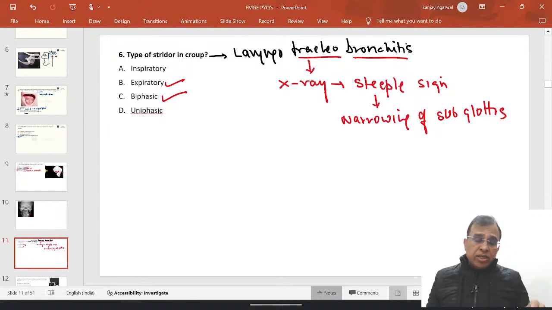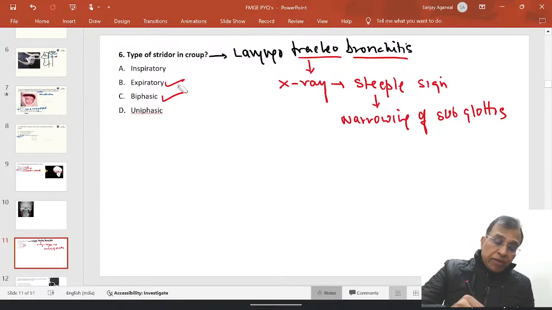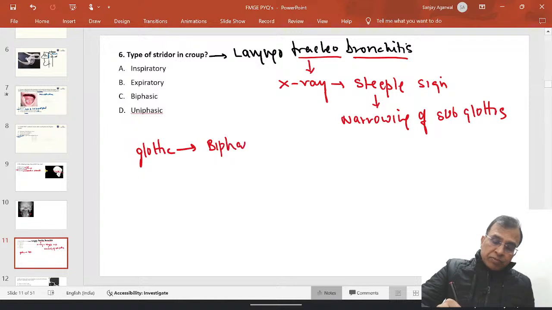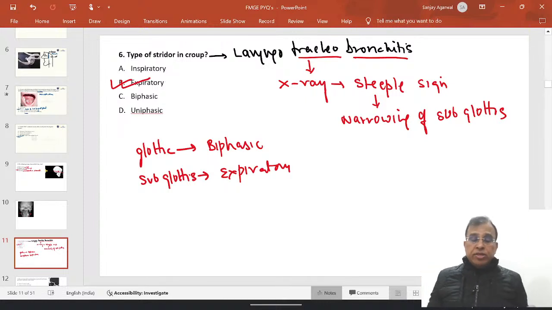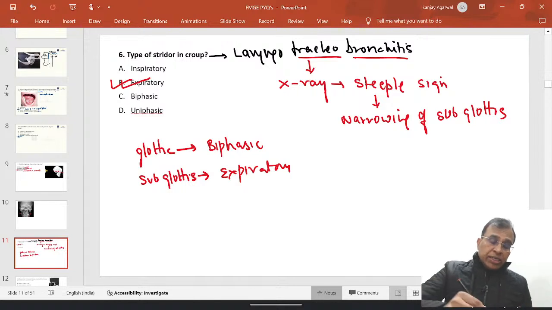But when both are given, which is a better answer? If it is a glottic disease and you have to pick one answer out of the two, you go for biphasic. But if it is a subglottic problem and you have to pick one of them, then you should go for expiratory stridor. So in this case, out of these two, both of which are correct, we will go for expiratory stridor as the better answer, because it's predominantly a subglottic problem. Once again, if it's a glottic problem, biphasic is a better answer out of the two. But in a supraglottic problem like laryngomalacia that we discussed, there is no doubt at all, inspiratory will be the correct answer.